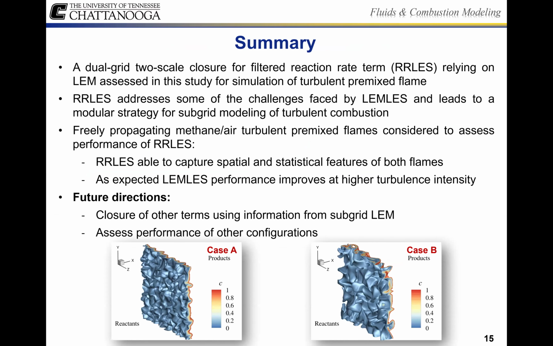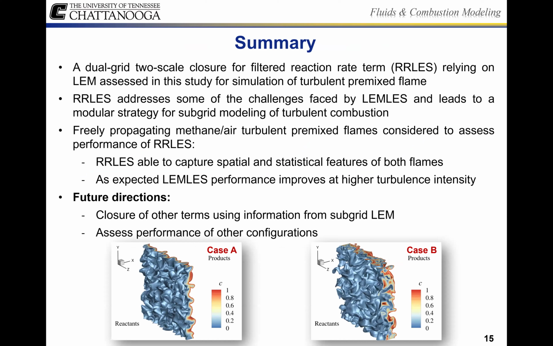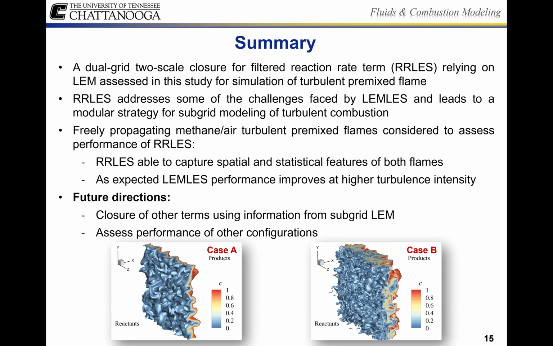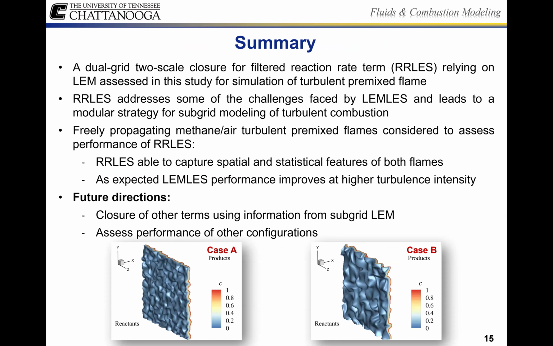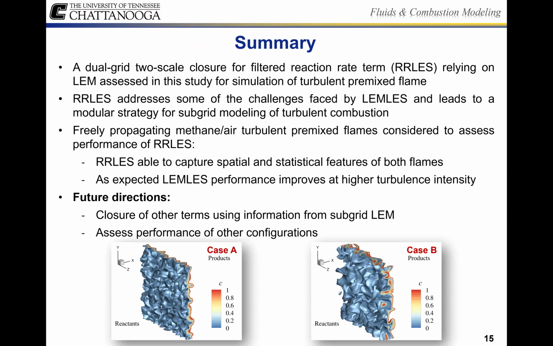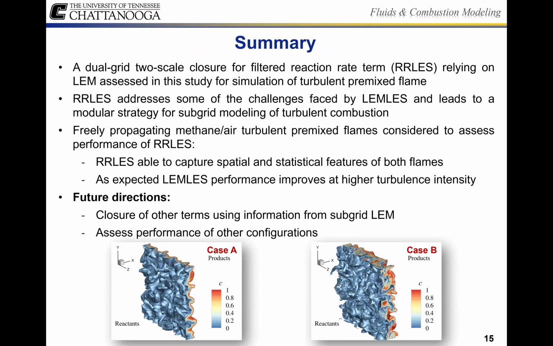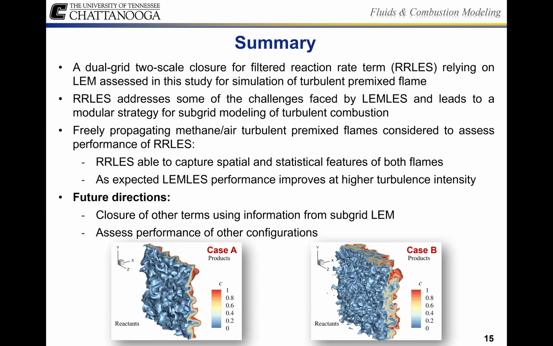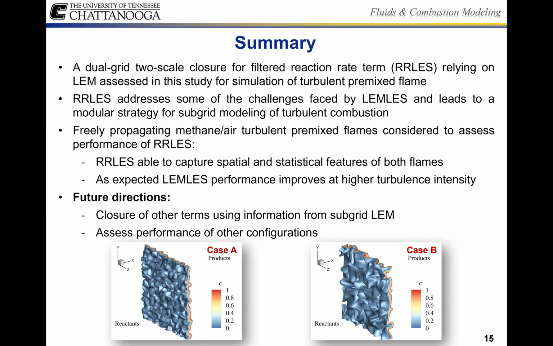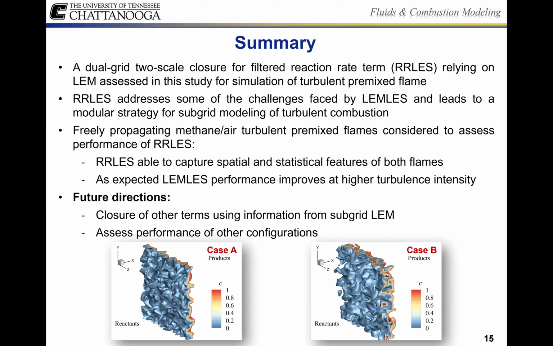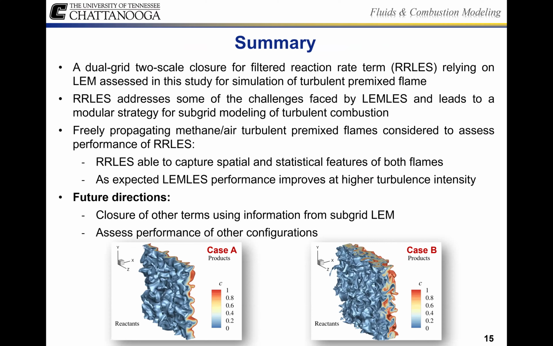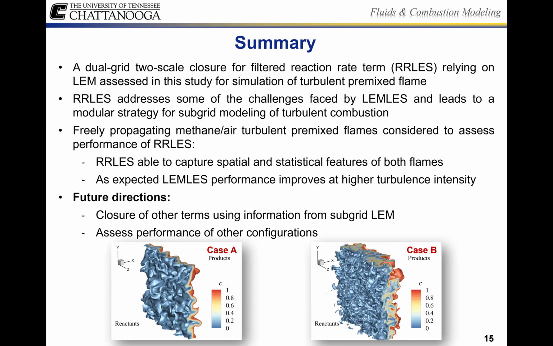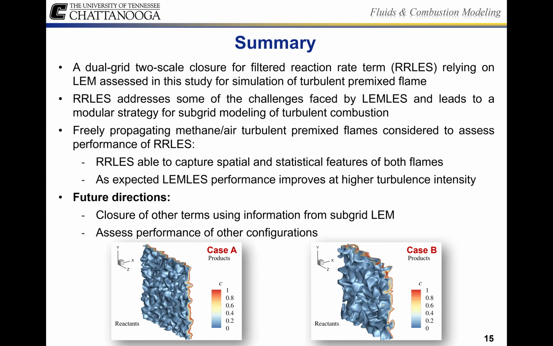So quick little summary. We looked into RRLES, the dual grid and single grid closure for the filtered reaction rate term. We know that it's relying on an LEM assessed in this study. But what we did is we compared the two. We compared single grid, dual grid RRLES versus each other, and then we just compared the dual grid RRLES versus the LEMLES. As we know, LEMLES, very good solver, but RRLES does address some of the challenges faced by it. This leads to a much more modular strategy for subgrid modeling of turbulent combustion.